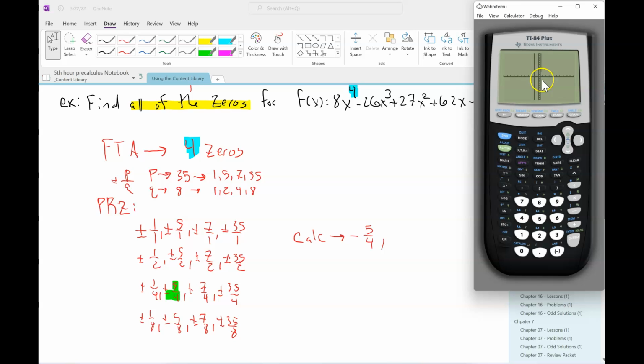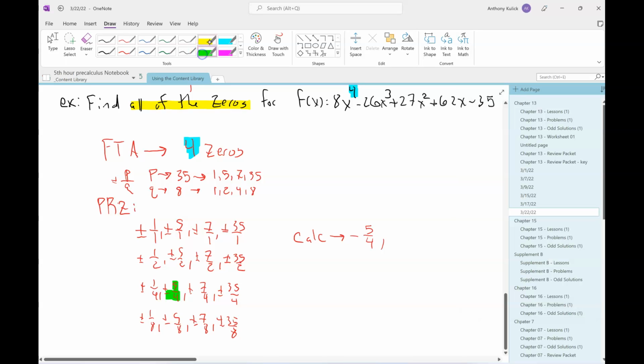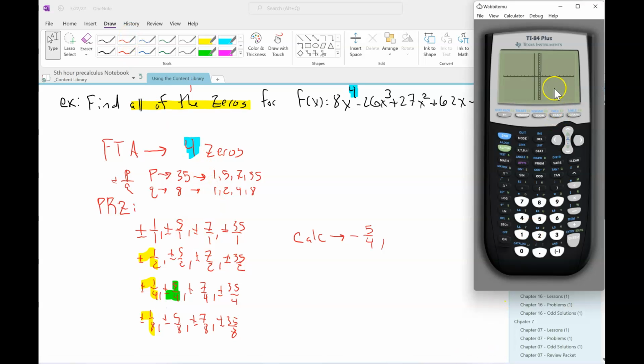And then this one over here is just to the right of 0. So maybe that's +1/2, or maybe it's +1/4, or maybe even it's +1/8. It's hard to tell. You know, the calculator resolution is not such that it's usually really easy to tell that.